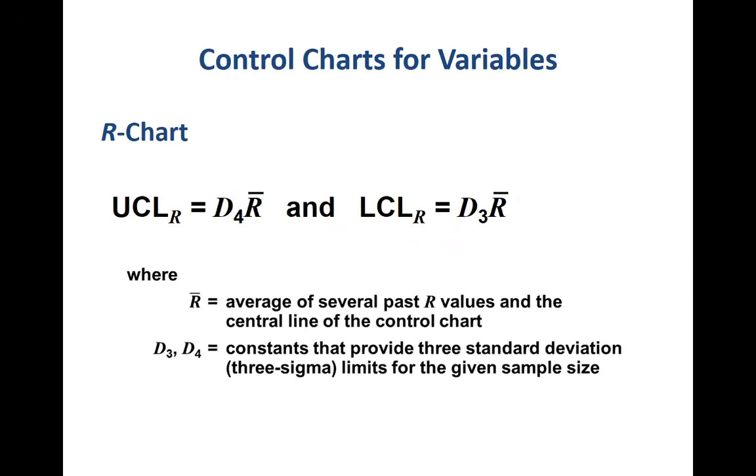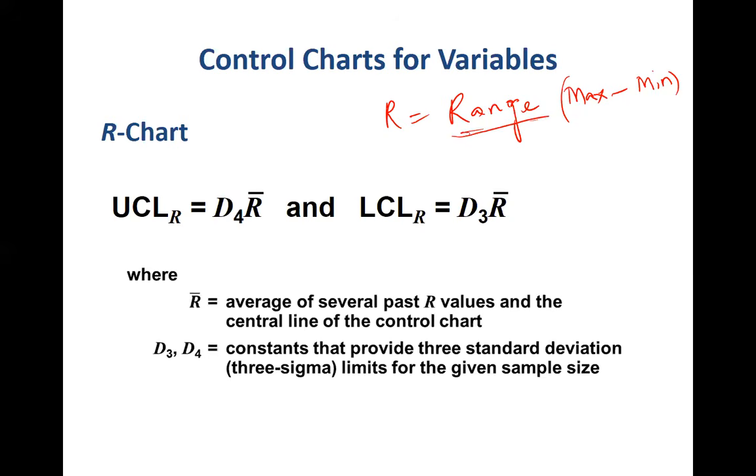Now, R charts, where R is nothing but the range. We need to keep in mind that we are really looking at the range, and range is essentially the maximum value minus the minimum value. For every sample that we collect, these are measured performance variables. We will have a maximum value and a minimum value within the sample. We take the difference of the two, and that gives us the range. The objective of these R charts is to ensure that the process variability is in control.